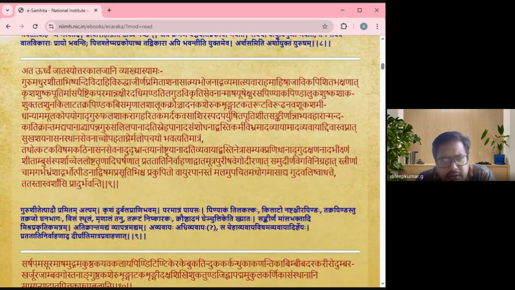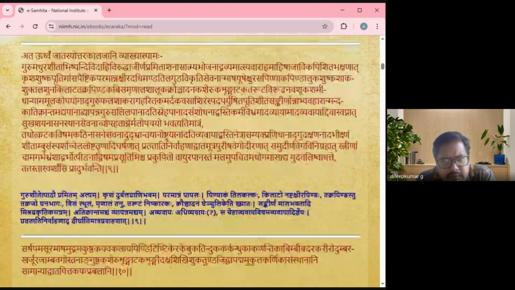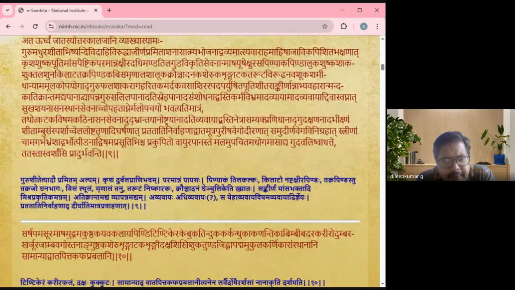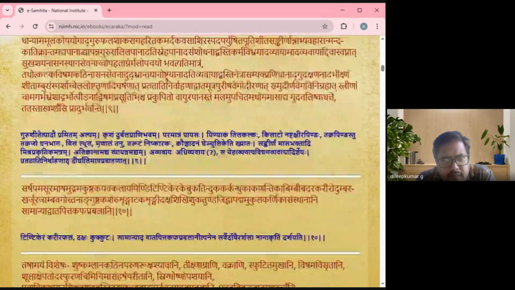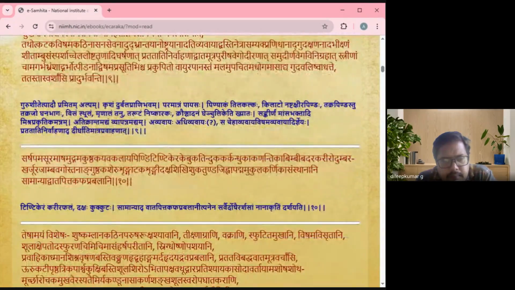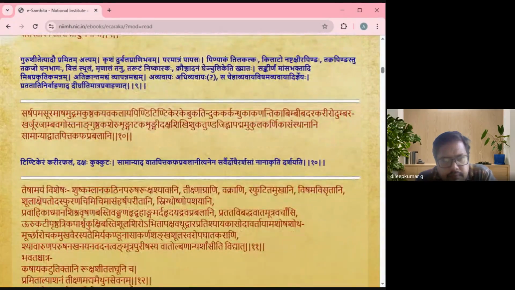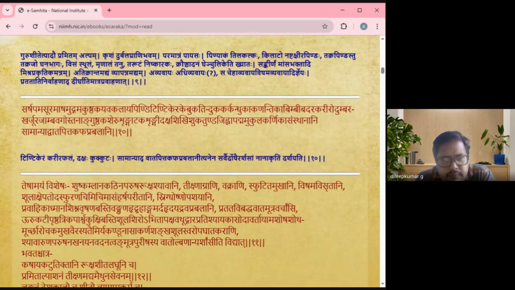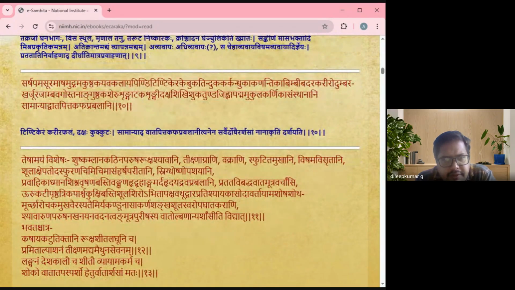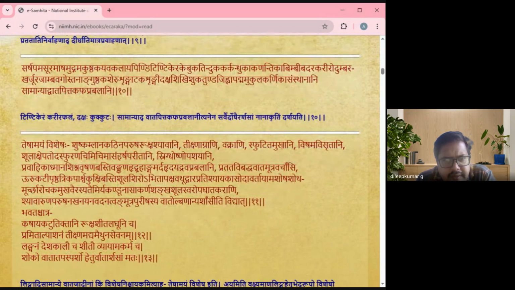These are all the causative factors of Arshas, very detailed in nature. Not so important, we can skip it. These are all the different shapes of the Arshas: Sarshapa, Masura, Masha, Mudga, etc.